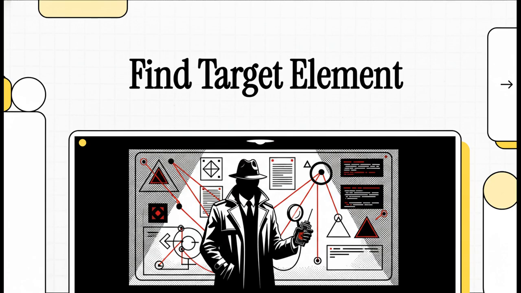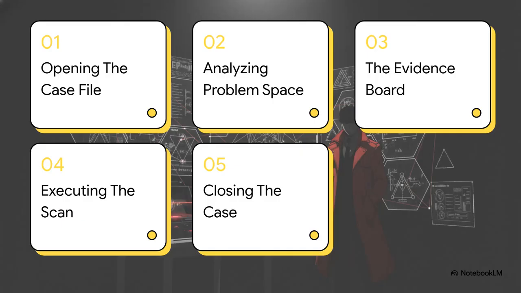Let's get to work. Real detectives don't rely on trial and error, right? They follow a predictable, step-by-step protocol before they ever hit the streets. So, our agenda today takes us through 5 phases: opening the case file, analyzing the problem space, mapping the evidence board, executing the scan, and finally, closing the case.